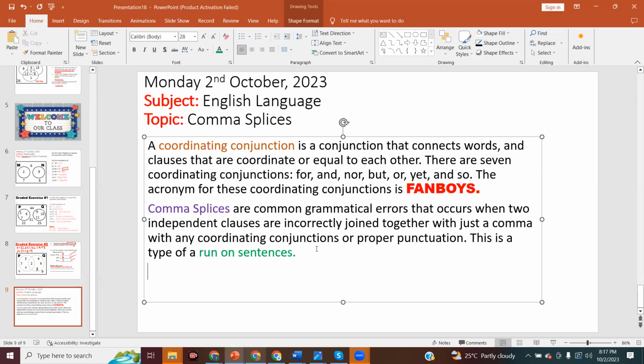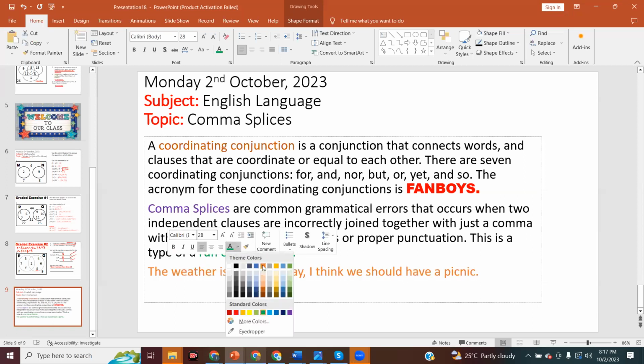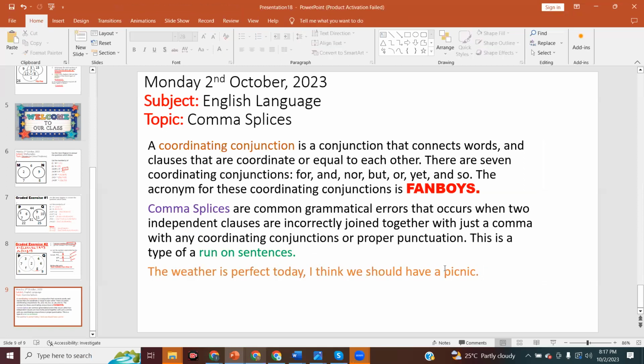So let me give you an example. Let's say we have this sentence. It says, the weather is perfect today, I think we should have a picnic. Okay, is this a comma splice or not? Is this a run-on sentence or not? Or you think it's just fine?